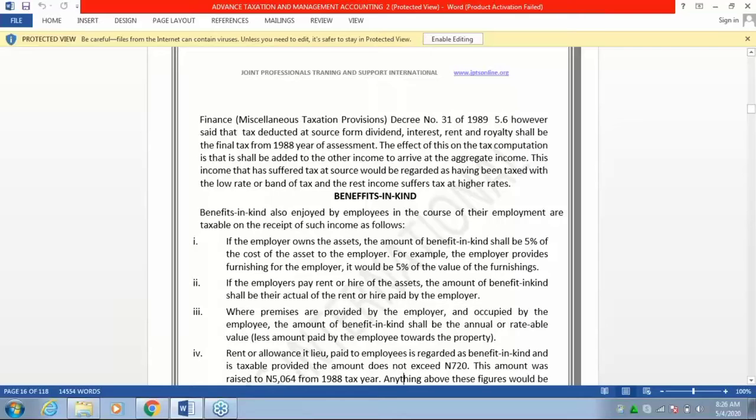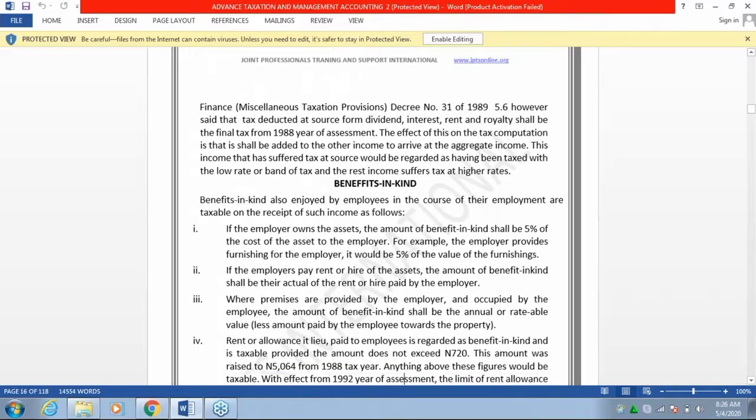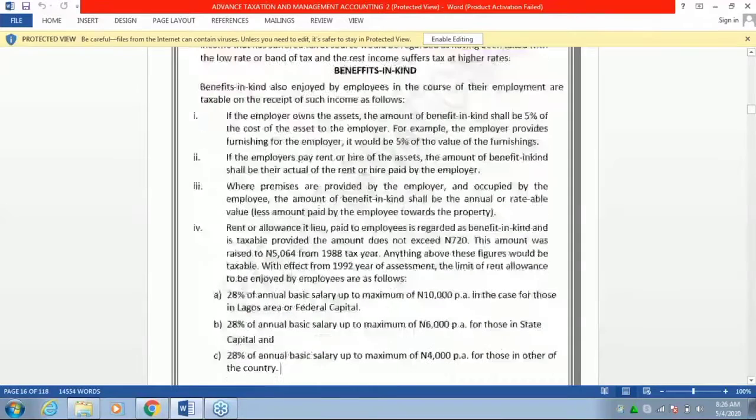where the premises they were using for the business are provided by the employer and occupied by the employee, the amount of the benefit in kind shall be the annual rate value less the amount paid by the employees towards the properties. Are you getting it now?